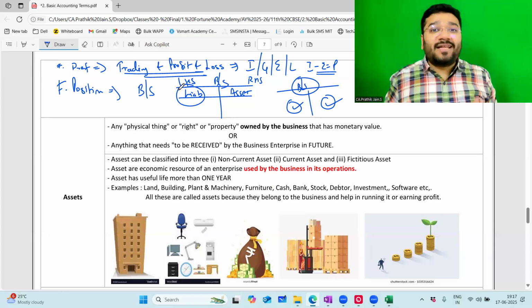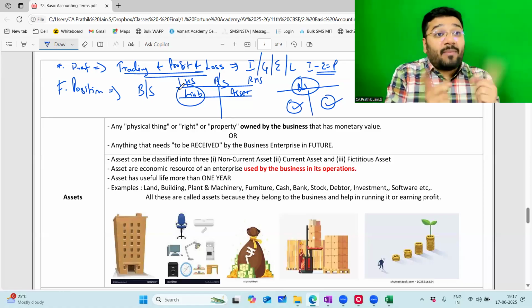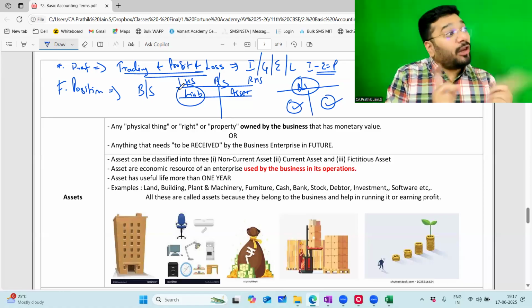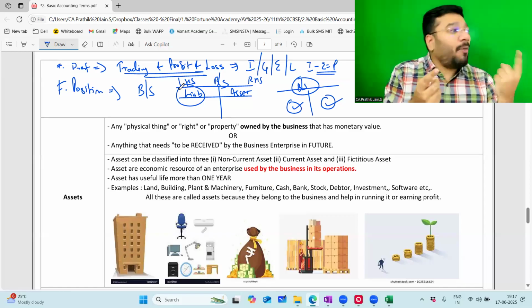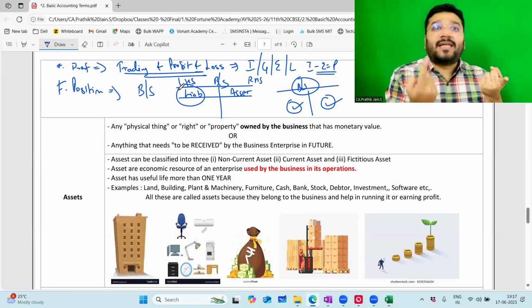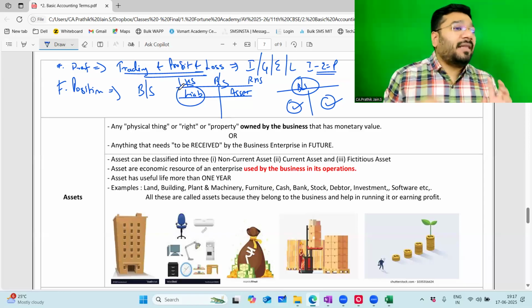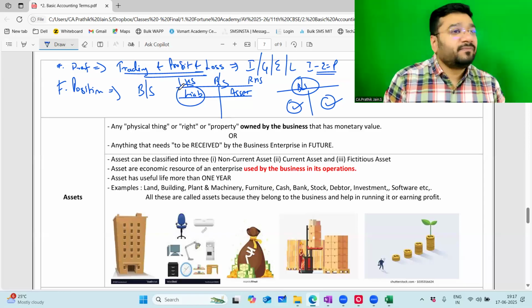Anything that I receive in future is asset. So can I say asset and liabilities are opposite to each other? They're always opposite to each other. Like how income's opposite is expense, expense's opposite is income. Liability's opposite is asset. Asset's opposite is liabilities. Will you forget this point?